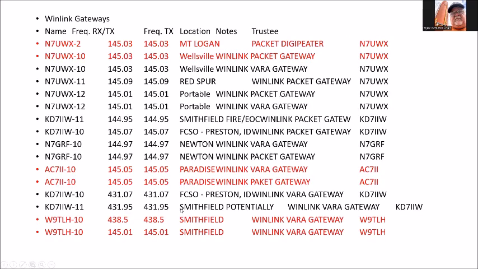So here's a list of the Winlink gateways we have in Cache Valley. N7UWX-2 is a packet digipeater on Mount Logan, so that if you needed to, you could digipeat from there and get to N7UWX-10 on packet. We don't have any VARA digipeaters. We might want to look at that.